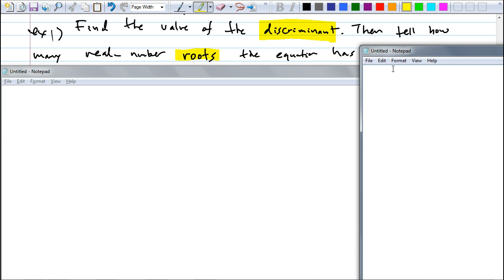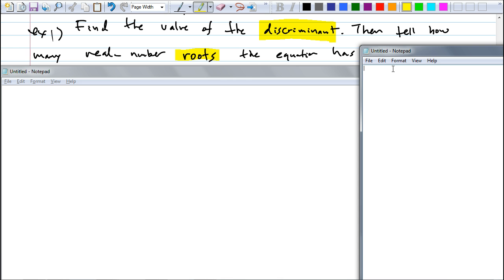Tell how many real number roots, or what's another name for roots again? X-intercept. How many x-intercepts does it have? The x-axis is the actual line. An x-intercept is where the graph hits the x-axis. So it says how many real. This is really simple, right? Now, do you see how they get creative? Let's take a look.